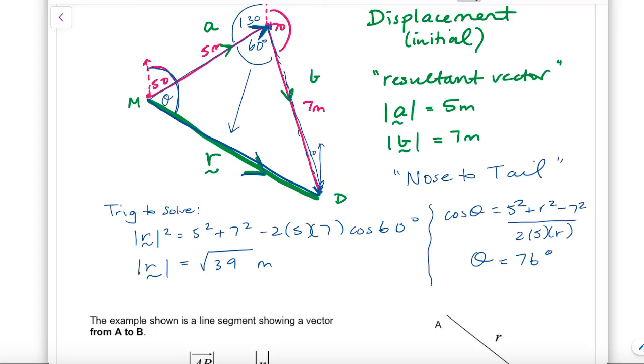So this means, if we have a look, that the duckling is 39 metres from its mother on a bearing of 126 degrees.